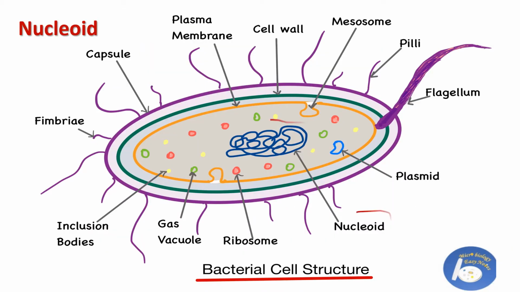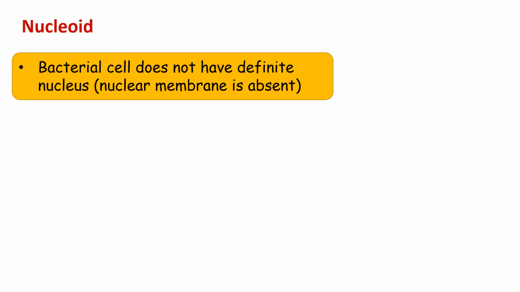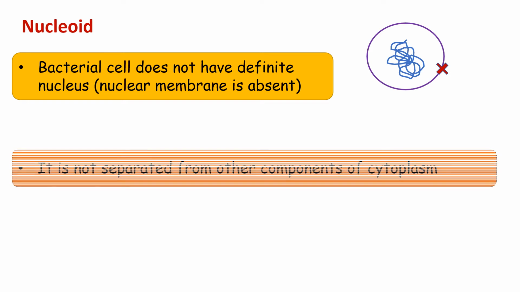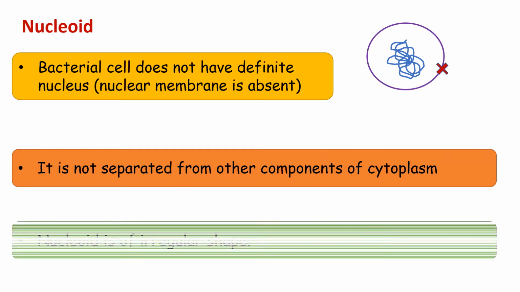The first important component of bacterial cytoplasm is the nucleoid. A definite nucleus is not present in a bacterial cell. What does it mean? The membrane which can give a defined shape to the nucleus is not present around it. So bacterial nucleic acid is devoid of a nuclear membrane, thus it is called nucleoid. The nucleoid is a simple region and it is not separated from other components of the cytoplasm by a membrane.